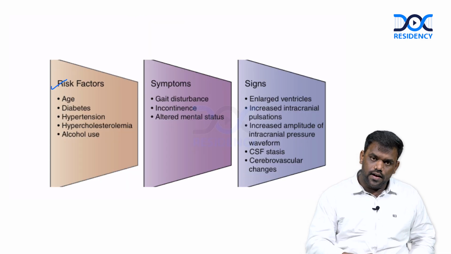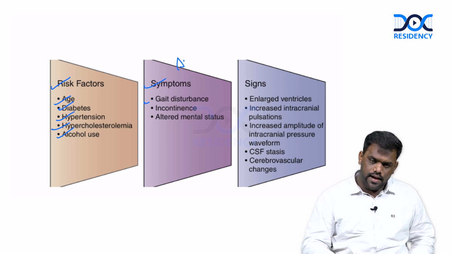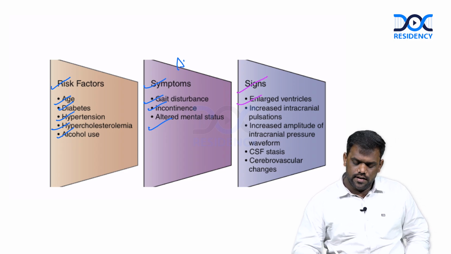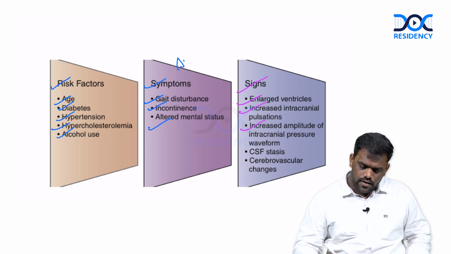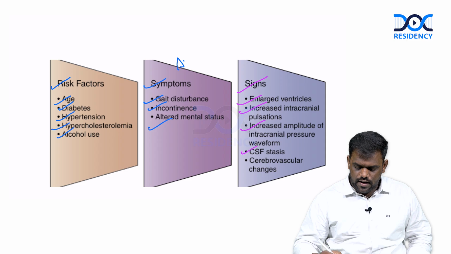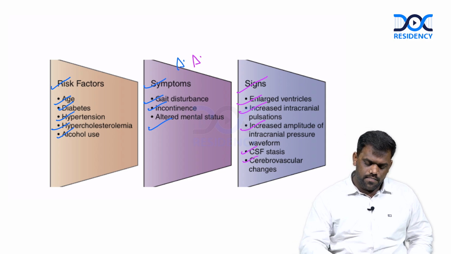There are various risk factors for normal pressure hydrocephalus: age, diabetes, hypertension, hypercholesterolemia and alcohol use. Symptoms are the triad: gait disturbances, incontinence and altered mental state. The signs are enlarged ventricles, increased amplitude of intracranial pulsation, increased ICP waveforms, CSF stasis and cerebrovascular changes. These are the various signs. The triad is very important.